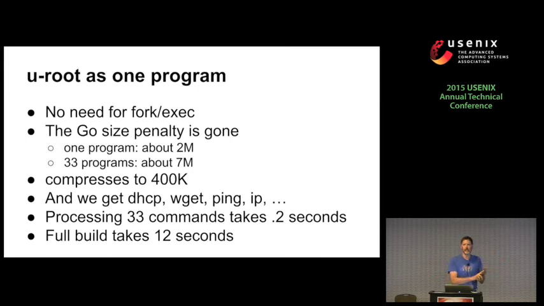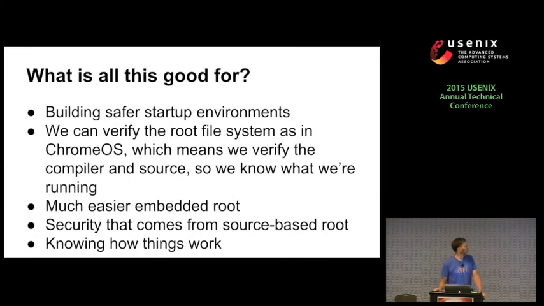It's not grub, it's not syslinux, it's Linux with commands that are familiar. Processing all the 33 existing uroot commands takes about 0.2 of a second, and a full build takes 12 seconds, and actually runs faster than a configure script on almost any of the 512 packages that comprise Chrome OS. So it's pretty fast. So why do this?